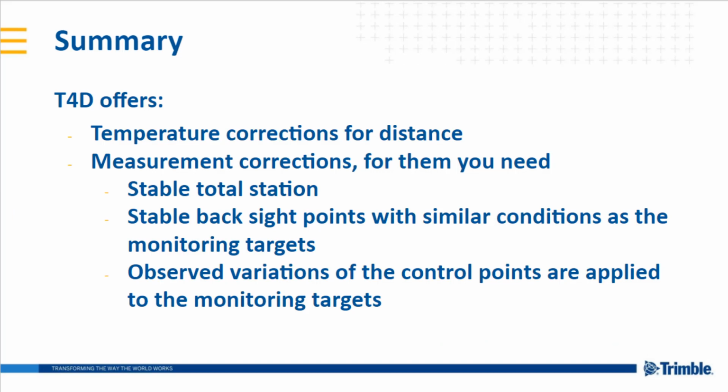So in summary, T4D offers two kinds of corrections: temperature corrections for distances and the measurement corrections. For measurement corrections, you need a stable total station, stable backside points with similar conditions as the monitoring targets. With measurement corrections, the observed variations of the control points are applied to the monitoring targets.